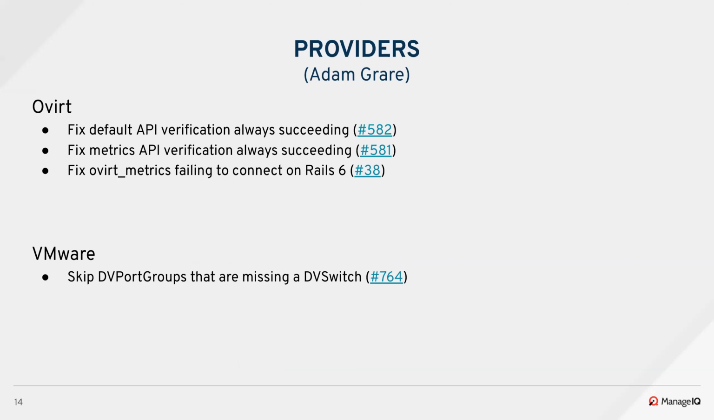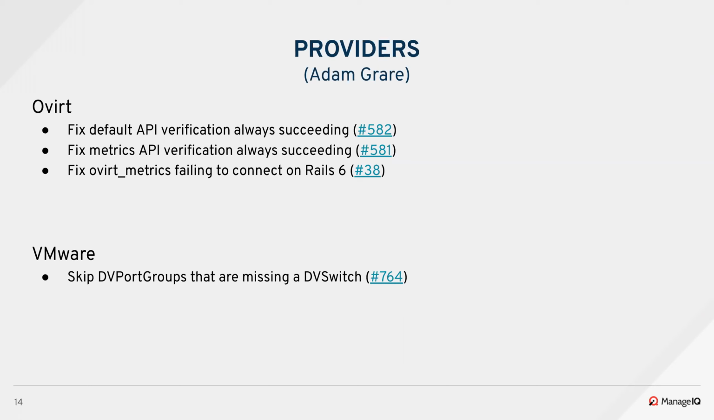Overt was just a lot of bugs this sprint. We found that the default API verification was always succeeding, and also the metrics API was always succeeding without even checking it. The issue was that when we refactored to use DDF forms, the key names for the parameters coming down were different. There was logic in Overt to say, if I don't see a key that I'm expecting, that means the data wasn't passed, and just return true. The problem was it was looking for the wrong keys, so it was returning true in all cases. So we fixed that up.